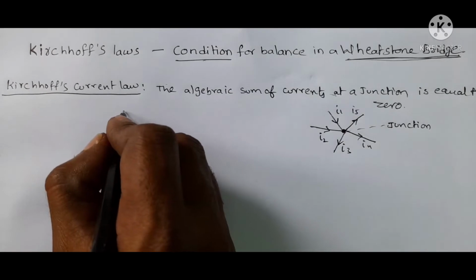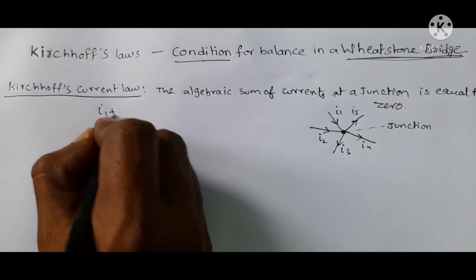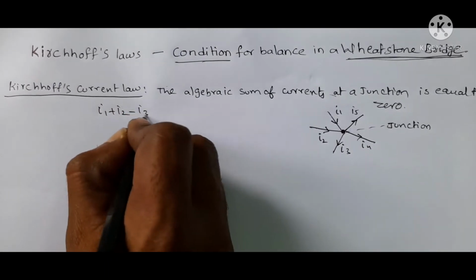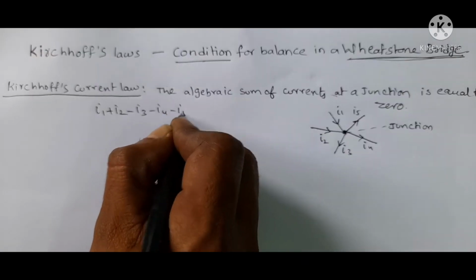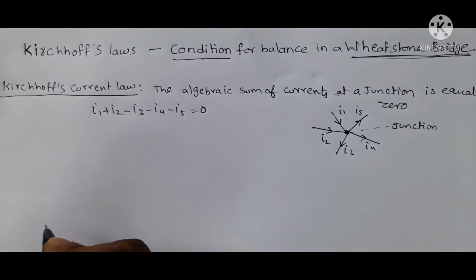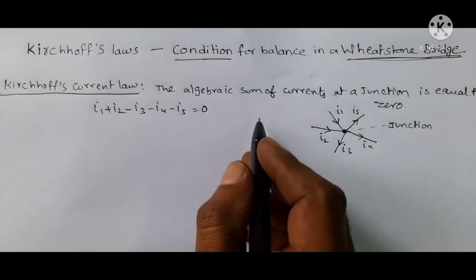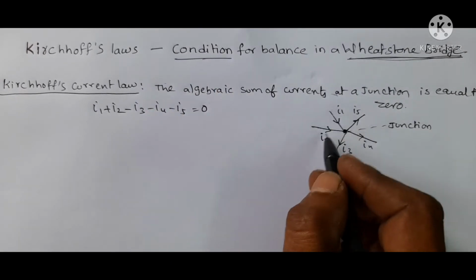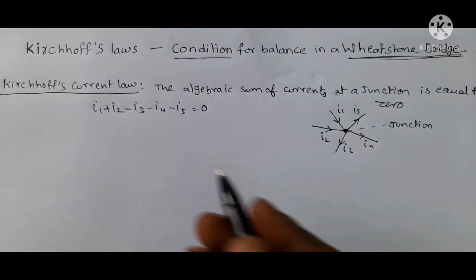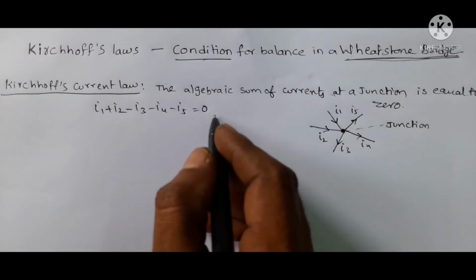That means we can say I1 plus I2 minus I3 minus I4 minus I5 is equal to 0. In other words, if you take that side, it becomes positive: the sum of the incoming currents is equal to the sum of the outgoing currents. That you can also write. So in this simple manner I can write here.